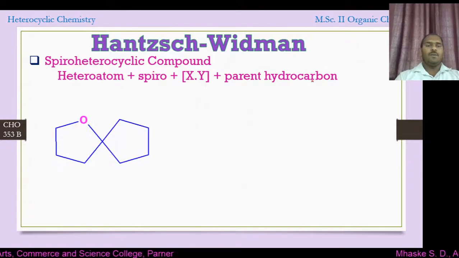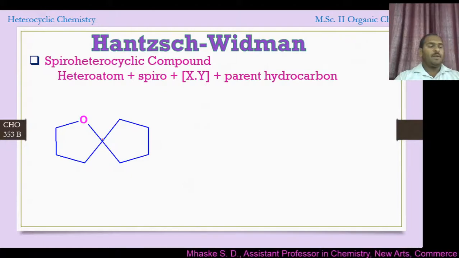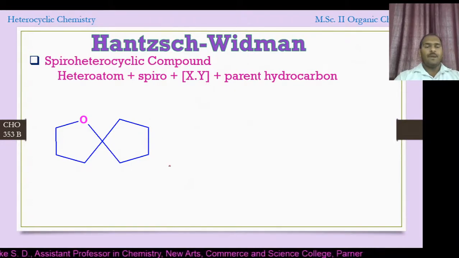So let's go to an example. Now you can see a system. It is a spiro system. How is it spiro? The center atom is common between both rings. Here we are considering one cycle with a heteroatom and one that is carbocyclic. So let's count the total number of atoms.